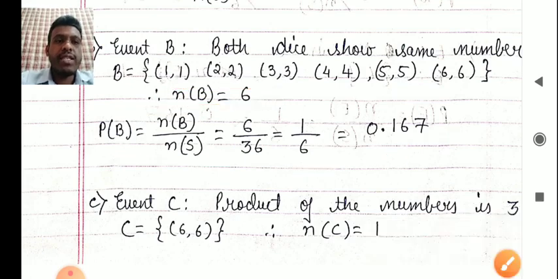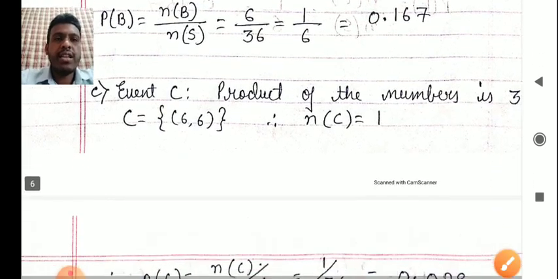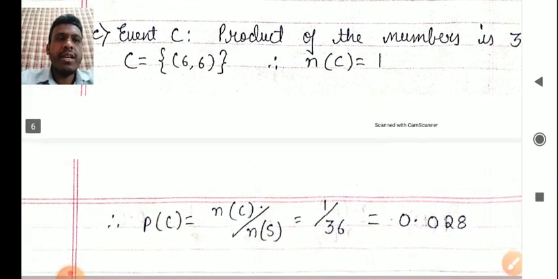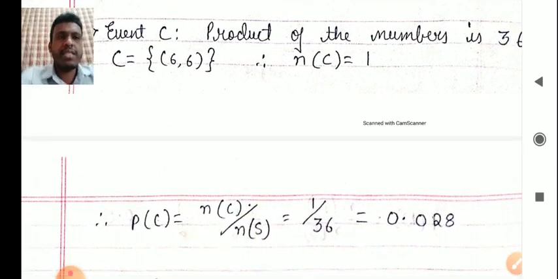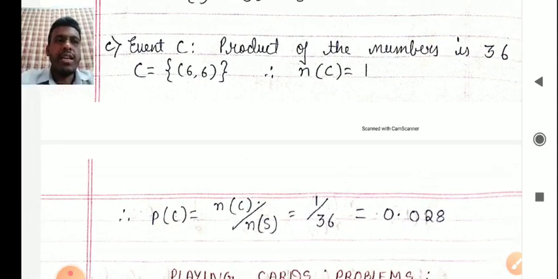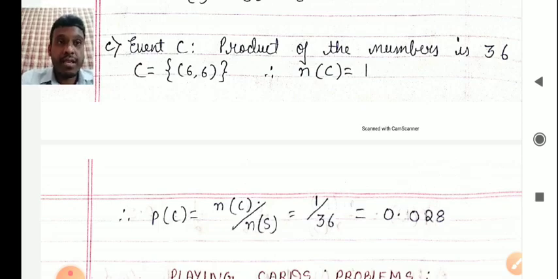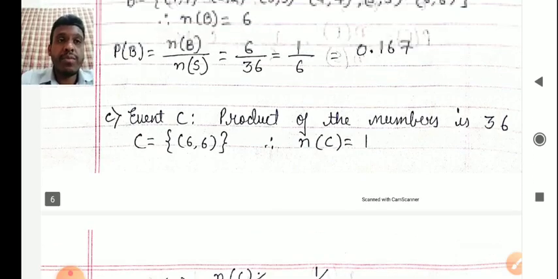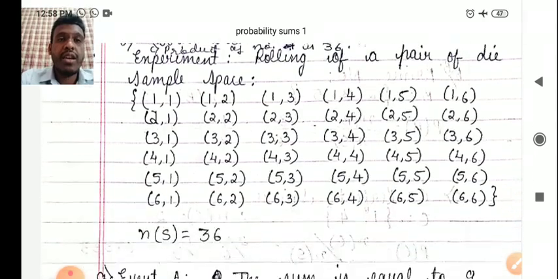Now what is your event C saying? Event C says that the product of the numbers is 36. Okay, the product of the numbers is 36. So when will be the product of number 36? So you can just check what is the product of the numbers there individually.